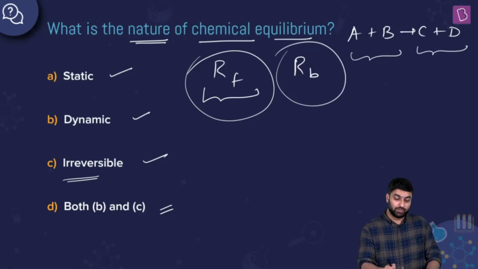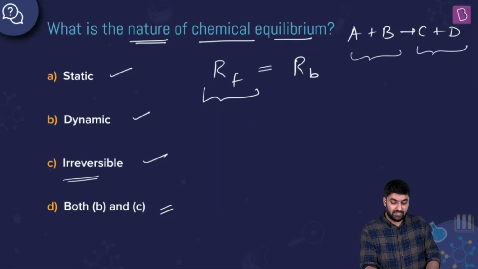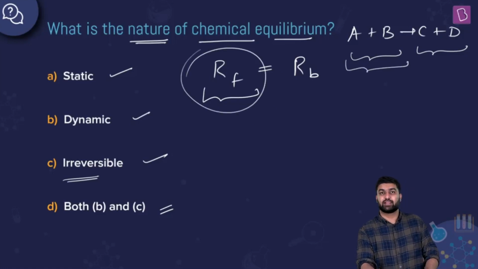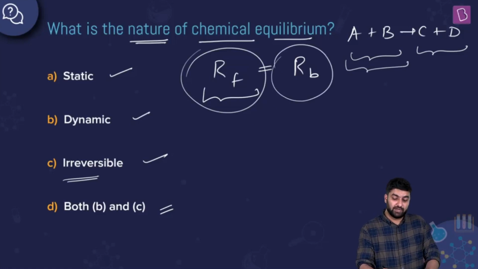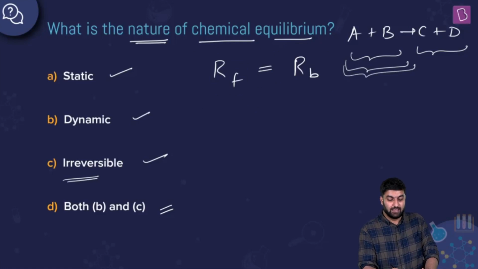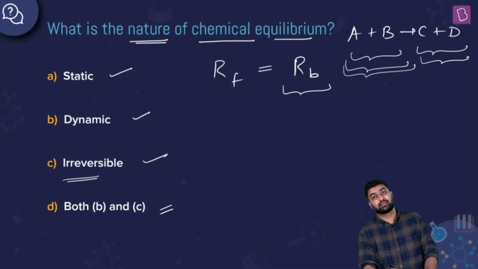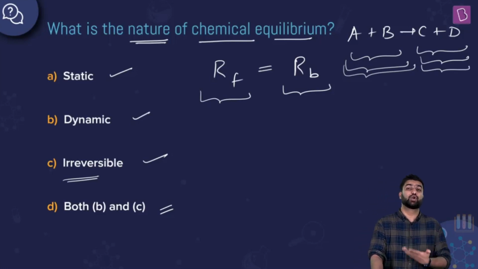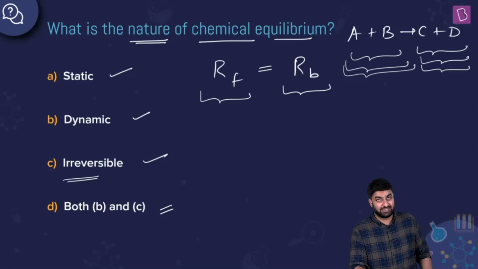Right? When these two rates are exactly the same at that point of time, the consumption of A and B by the forward reaction is balanced by the production of A and B by the backward reaction. So A and B concentrations do not change. Similarly, if we talk about C and D, the consumption of C and D by the backward reaction is counter-affected by the production of C and D by the forward reaction. And in that manner, we do not observe any change in the concentration, right?